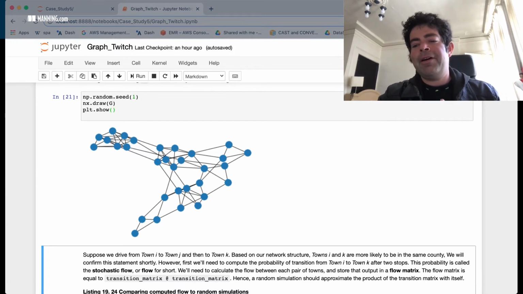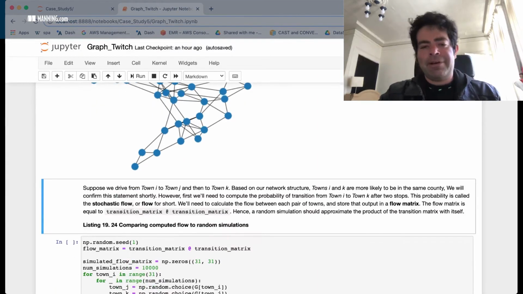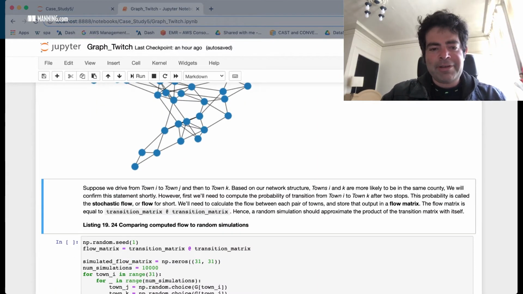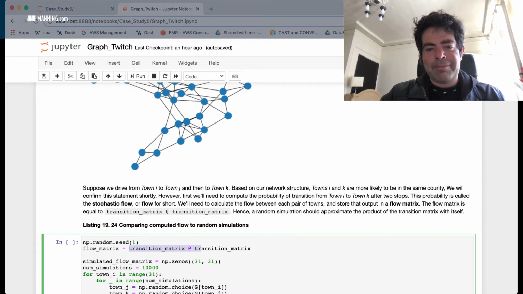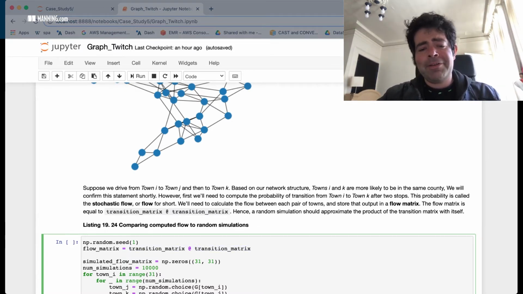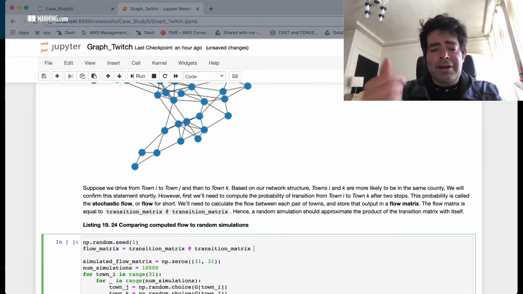How do we compute this flow matrix? It's actually very, very easy to compute. The flow matrix is just the matrix product of the transition matrix and itself. It's very easy to show why using the associative property.